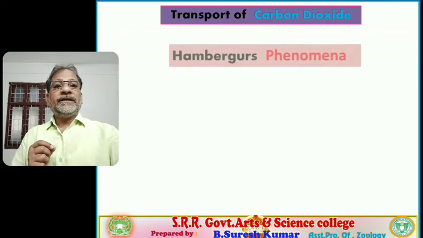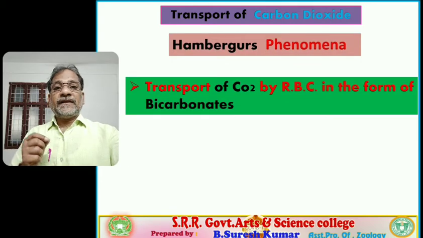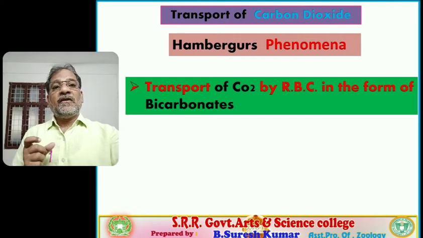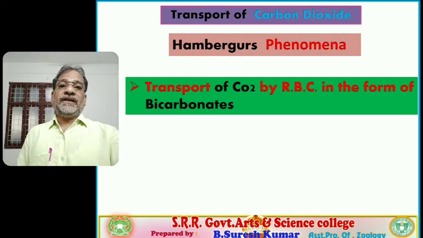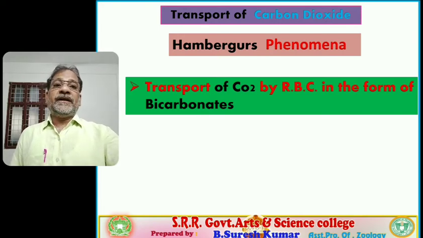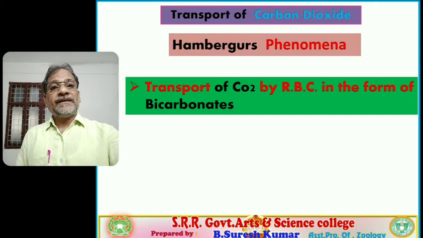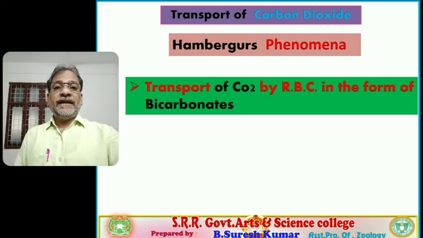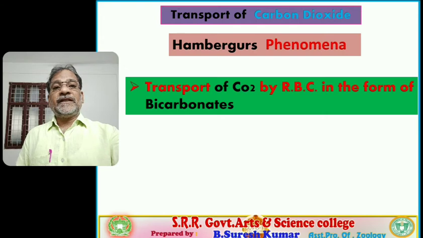Followed? Right. Next, let us see the next phenomenon, the next way, that is Hamburger's phenomenon, Hamburger's mechanism. The scientist Hamburger revealed this entire phenomenon, whatever chemical changes occur in it. That's why it is denoted as Hamburger's phenomenon. The transport of carbon dioxide by RBC in the form of bicarbonate occurs in this mechanism.